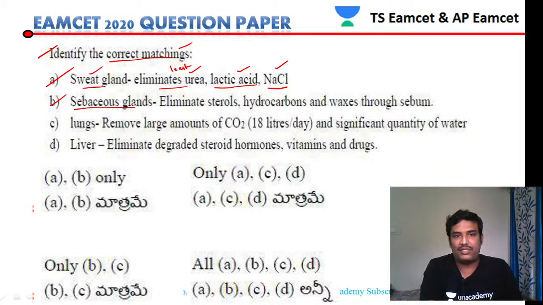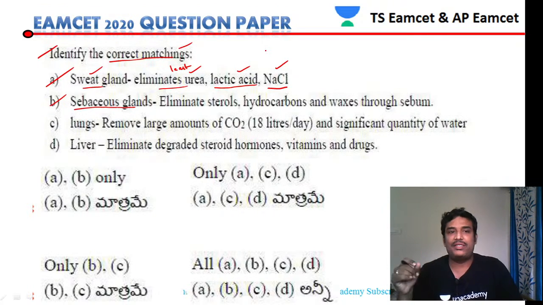If you see statement B, sebaceous glands. These are accessory excretory organs actually. The main excretory organ is no doubt the kidney. Apart from the kidney, additional excretory organs are called accessory organs. Sweat glands, sebaceous glands, lungs and liver, these all are additional excretory organs actually.